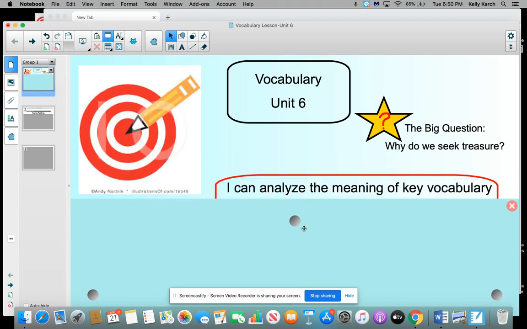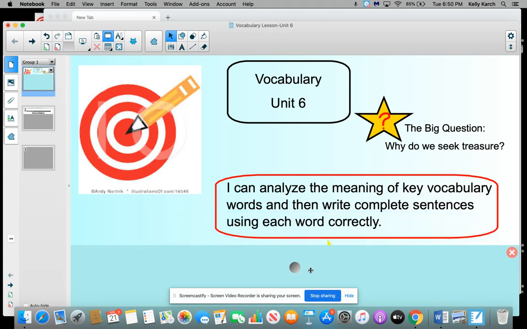Let's take a look at our learning target for today. I can analyze the meaning of key vocabulary words and then write complete sentences using each word correctly.